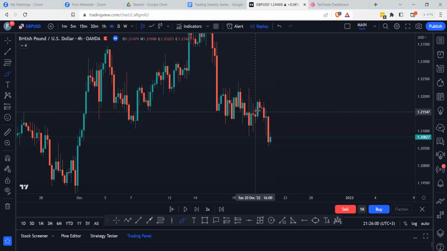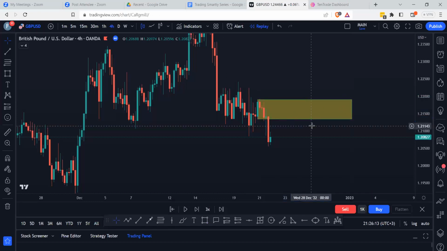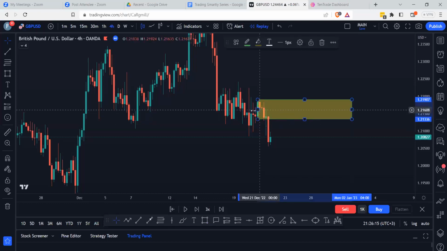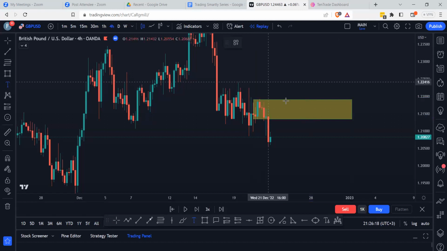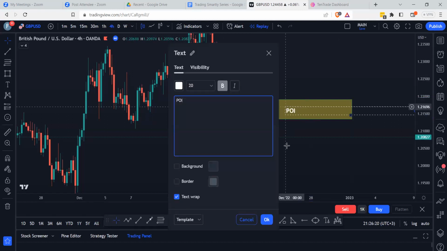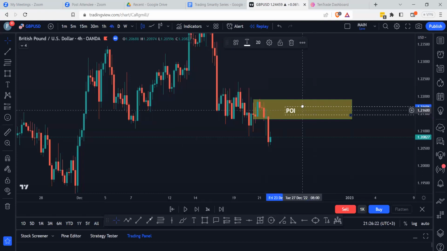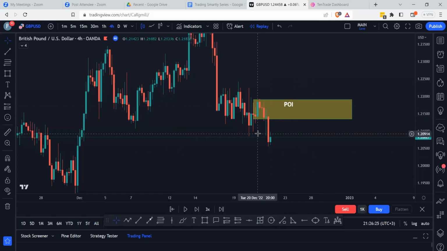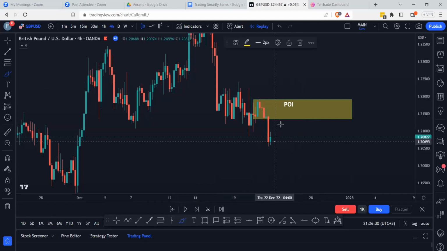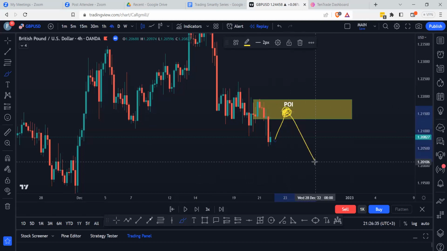You can see the bullish candle before the move down, it's my resistance. So I take my rectangle to map it out. Now this is my point of interest, POI. I'm looking to take entry here. So I'm just waiting patiently for price to retrace into the zone. Once price gets into the zone, I'm looking to sell.